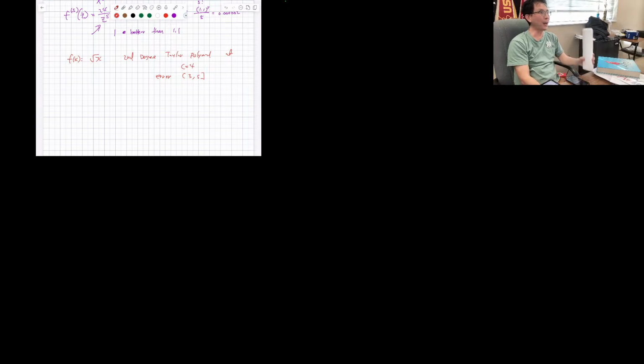Between 3 to 5, you can pick anything from 3 to 5, because that's an interval. So what can I pick? We want to find out, what if I want to approximate square root 3 or square root 5? Which one is going to give me the most error? What's the highest error that you can have? z could be anywhere between 3 to 5 inclusive.